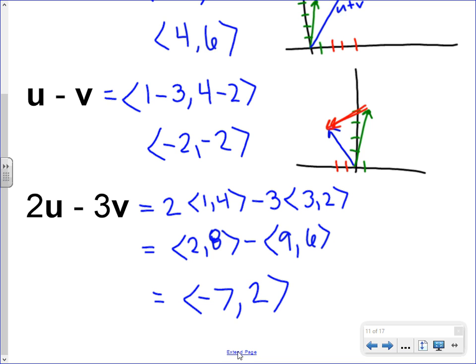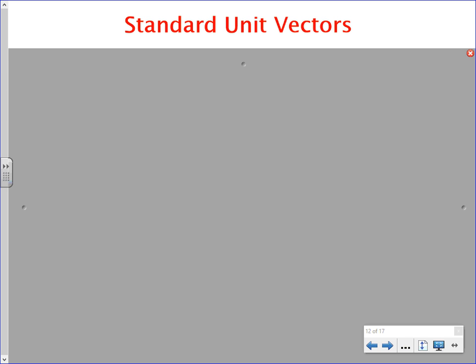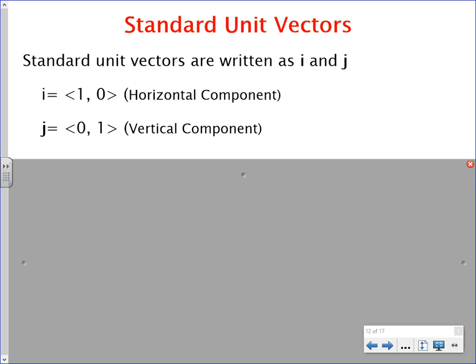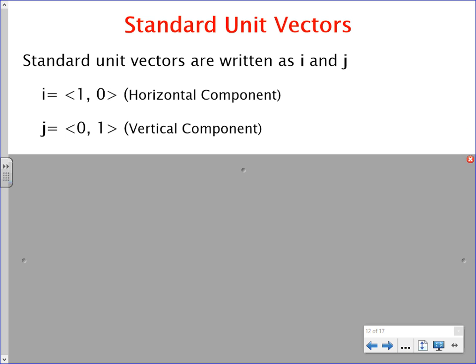We have 2 more concepts to talk about and we're done. We have what are called standard unit vectors. Unit vectors have magnitude what? 1. Here are your 2 standard unit vectors. Vector i is the vector 1, 0. Vector j is the vector 0, 1. Notice how each of them has magnitude 1, but they only have one component. So vector i is only horizontal, and vector j only has vertical.